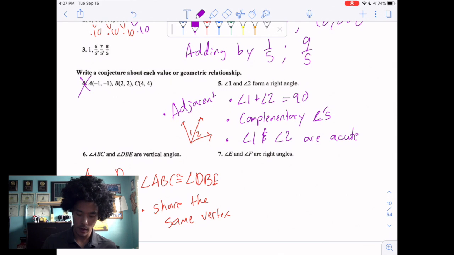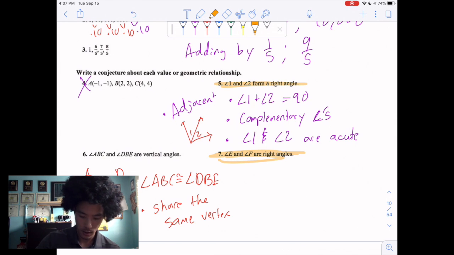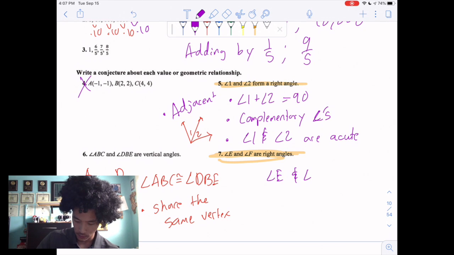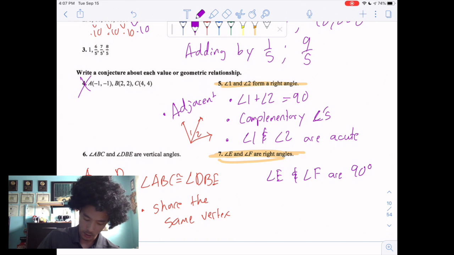Okay, next one. Angle F and angle E, or angle E and angle F, are right angles. Ooh, look at this, okay? Math is very detailed. Those two angles are right angles, while these two angles form right angles, okay? So it would be safe to say that if they're both right angles, angle E and angle F are 90 degrees each. That also means angle E has to be congruent to angle F.